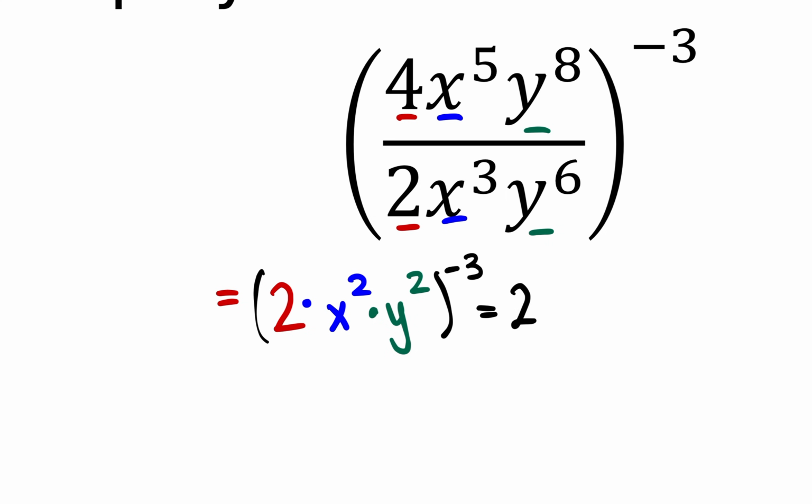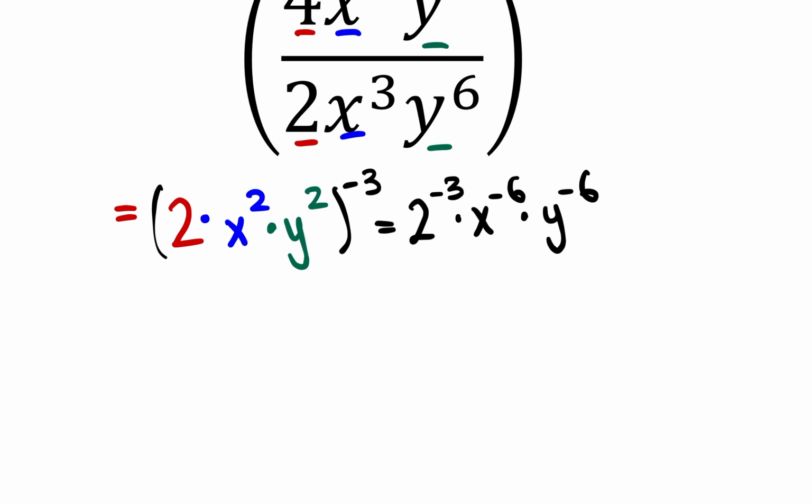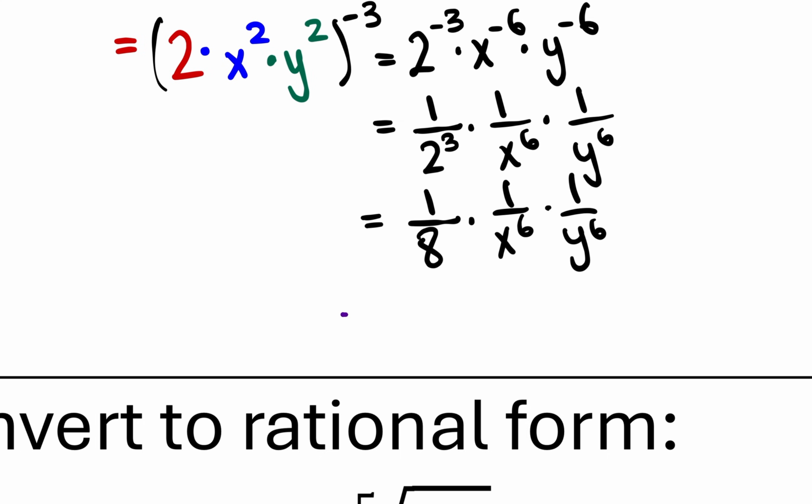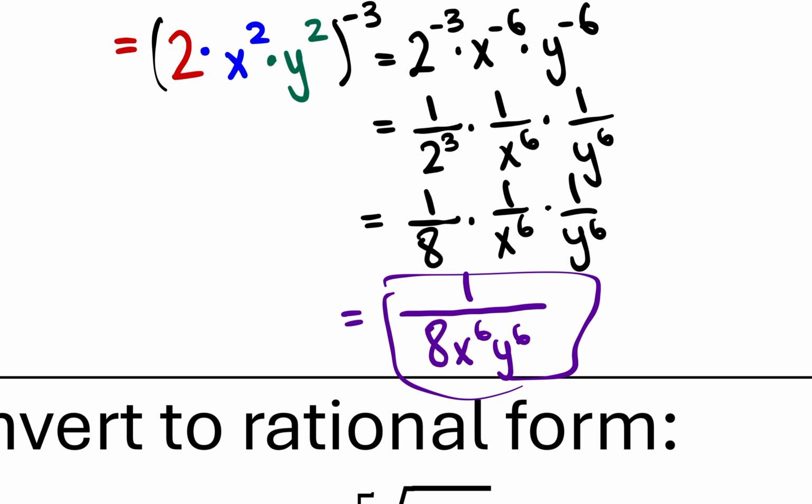And this will give me what? 2 to the negative 3 times x to the negative 6 times y to the negative 6. And then that can be rewritten to be what? 1 over 2 to the positive 3 times 1 over x to the positive 6 times 1 over y to the positive 6, which is equal to what? We have 1 over 8 times 1 over x to the 6 times 1 over y to the 6. And from there, we can go ahead and say that the final solution is going to be 1 over 8 x to the 6, y to the 6 as the final solution.